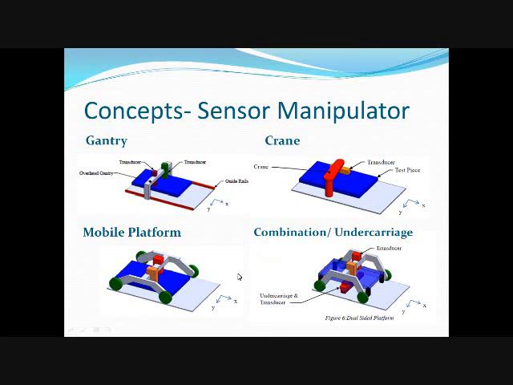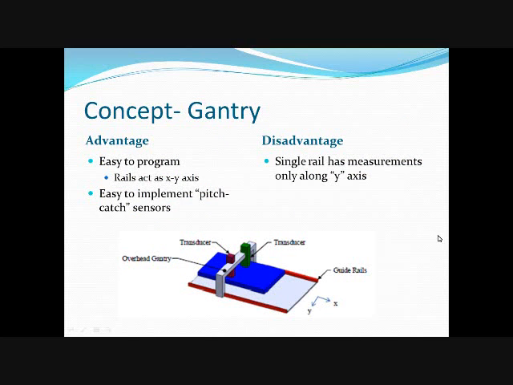There's 4 main designs that were considered for this automated equipment. First, there is the gantry. There is also the crane, a mobile platform, and lastly there is a combination with an undercarriage. The first concept, which was the gantry, had the transducers overhead, above the test piece.